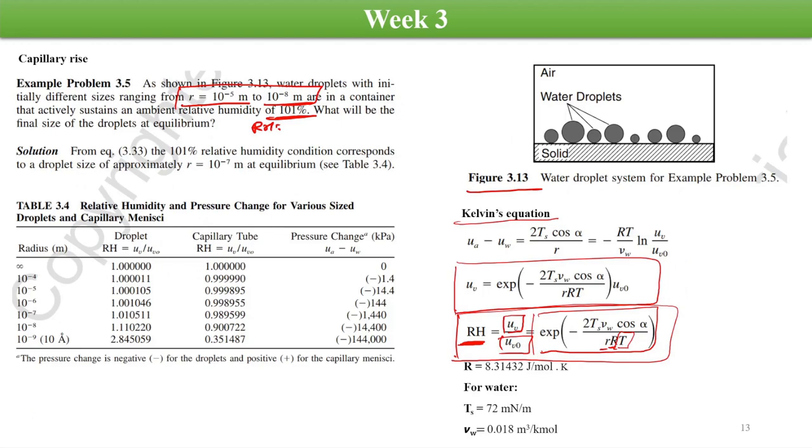What we can do here is that we already know the value of alpha is 0, so this term will be 1. The other values we already know from knowledge. Then we need to find the value of this relative humidity at different radii ranging from 10 to the power minus 5 to 10 to the power minus 8, or we can go a little further also.